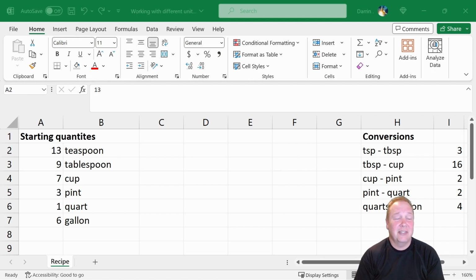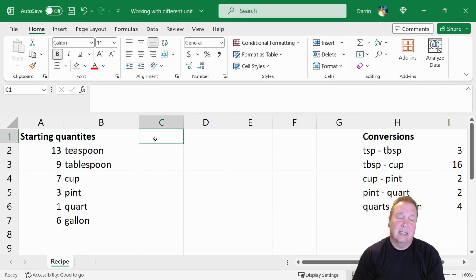Okay, and over on the left, I have some measures here. This is what we're starting with. So we have 13 teaspoons, 9 tablespoons, 7 cups, 3 pints, 1 quart, and 6 gallons. And what I'd like to get is basically to break this down to the minimum quantity. So I'll have the largest number of gallons, and right now I have 13 teaspoons. That should be 4 tablespoons and 1 teaspoon. So we're going to try to break that down.